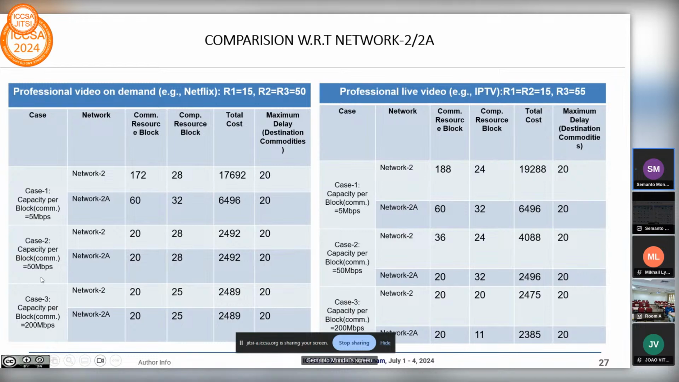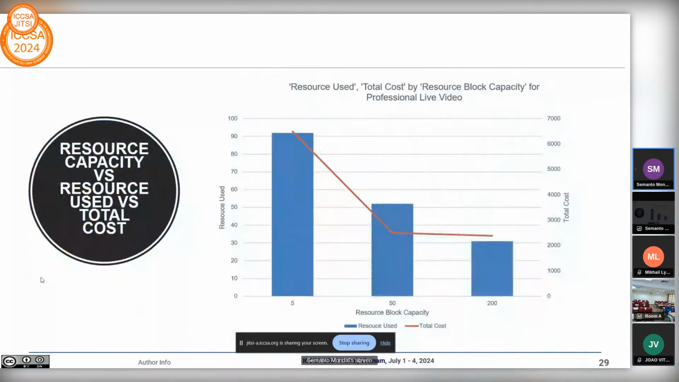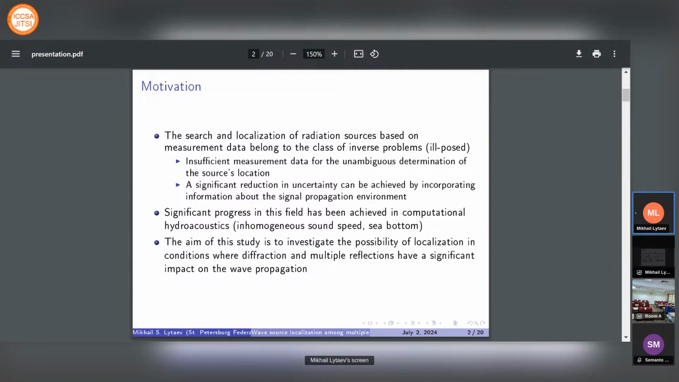That is 5 mbps case, 50 mbps case, and 200 mbps case. Instead of just looking at the table, I think it will be better to visualize this thing using that graph. So here it is the dual axis graph, and the x-axis is resource block capacity.